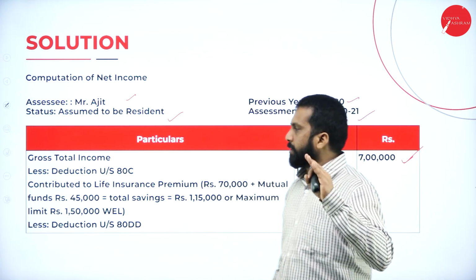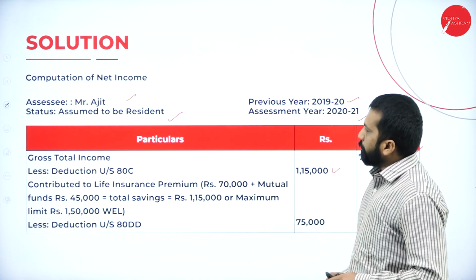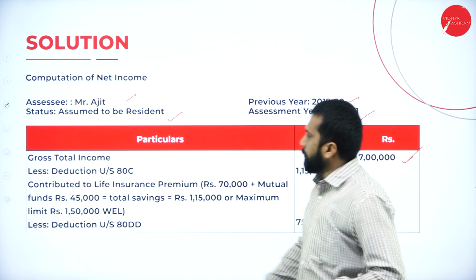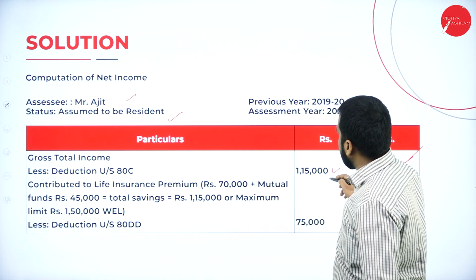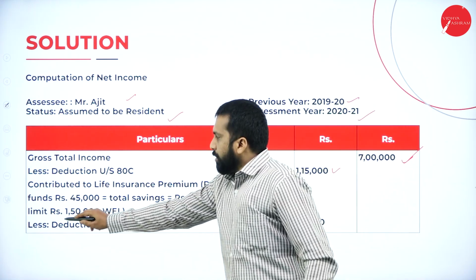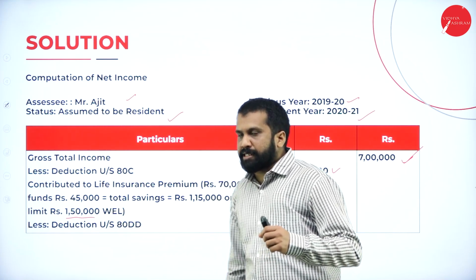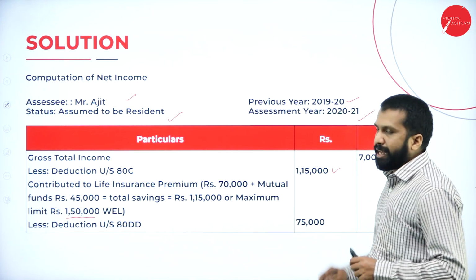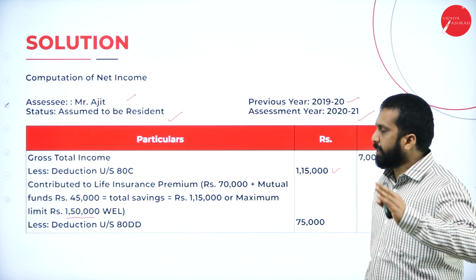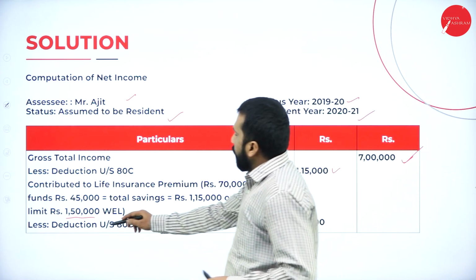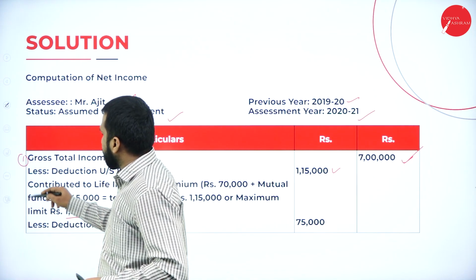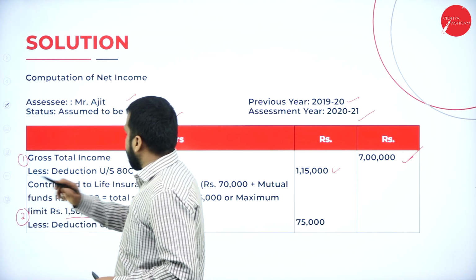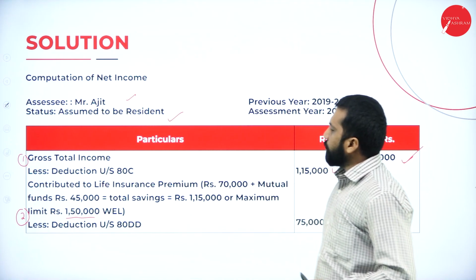1,15,000. So your amount will be 1,15,000. This is done. Now after 80C, the second deduction will be contribution to life insurance premium 70. This is done. Next, maximum is 1,50,000 actually under 80C, but how much you have? You have only 1,15,000. Easily you can consider. Then one more deduction. There is a first deduction. There is a second deduction.